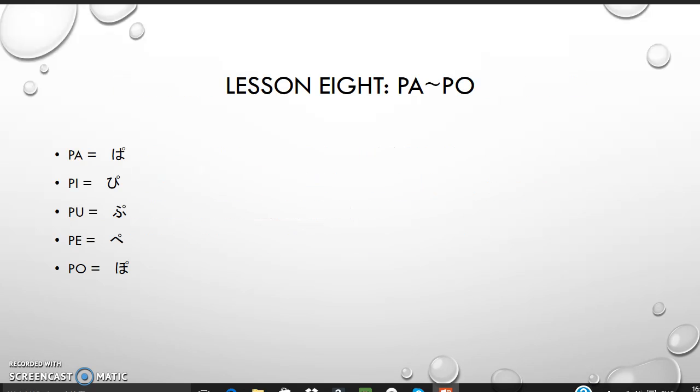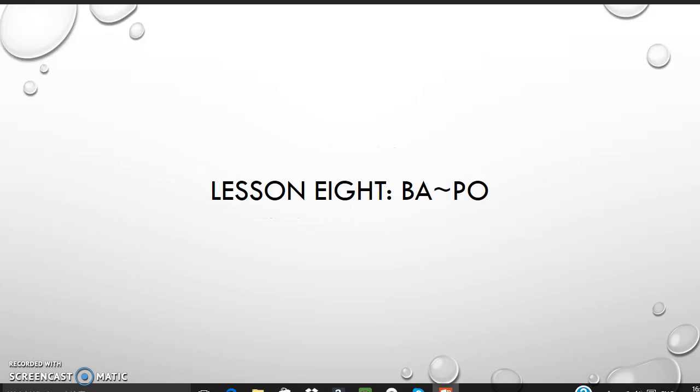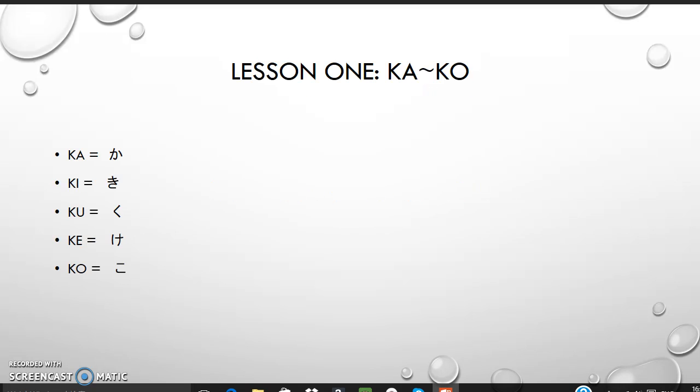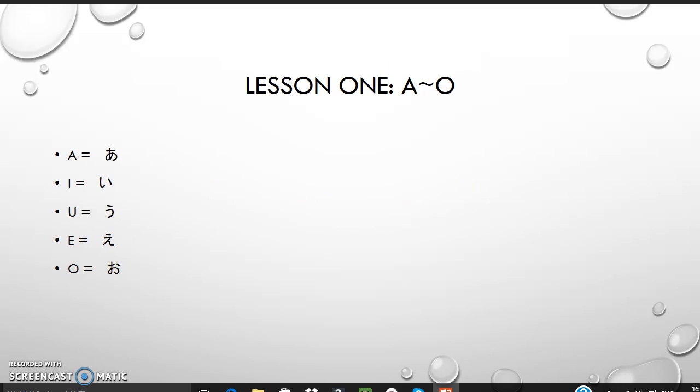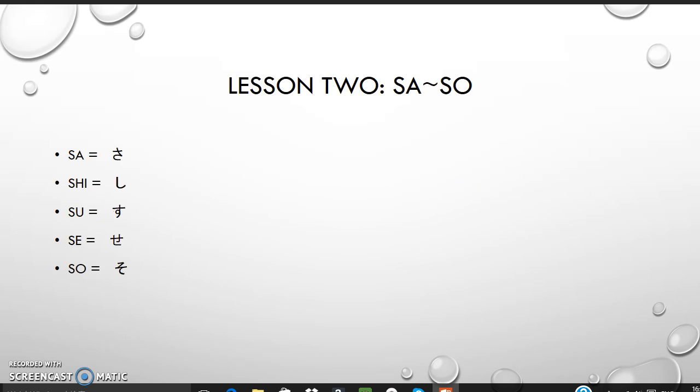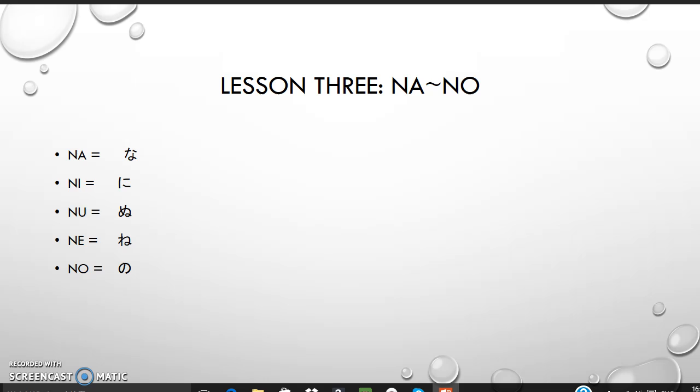Like for instance, if we were to go back here, we can go all the way back to lesson 1, because this is the first one that uses it. If we wanted to use the small ya, yu, yo, all we would have to do is use them in conjunction with the i sounds of each consonant combination. So for ki, we would have kya, kyu, and kyo. For shi, we would have sha, shu, sho. For chi, we have cha, chu, cho. And it continues that way.